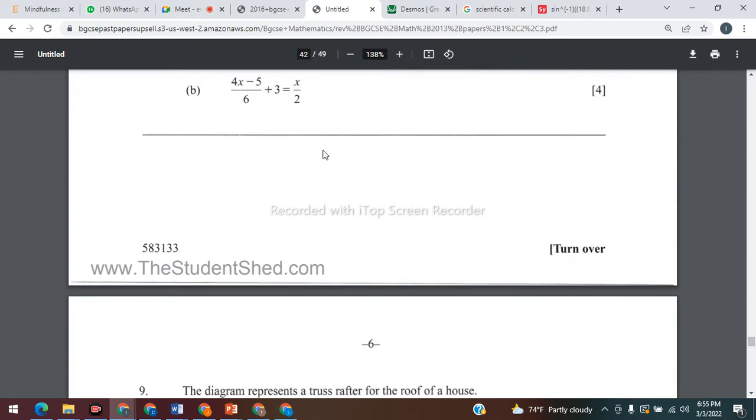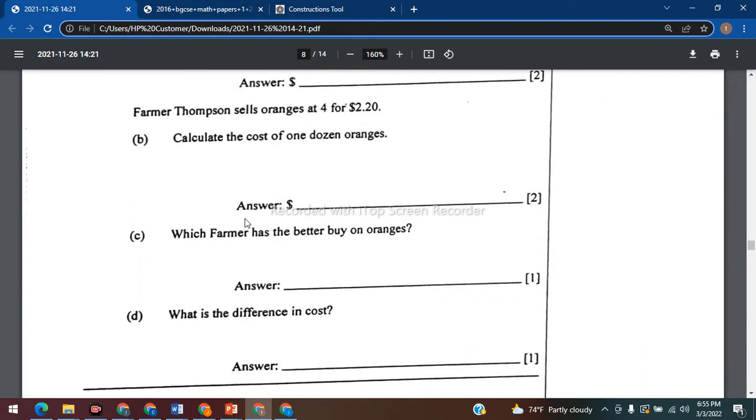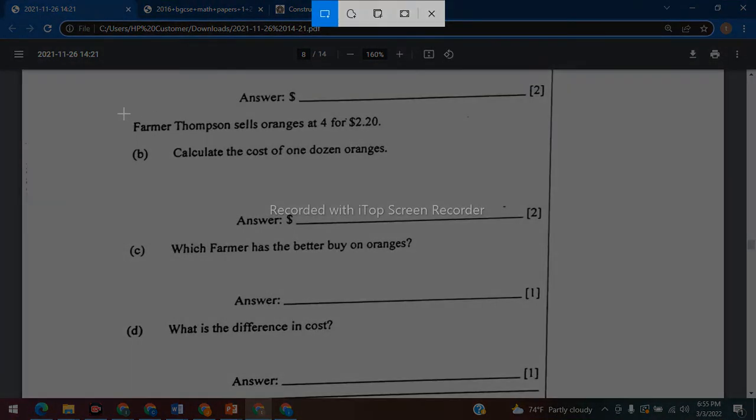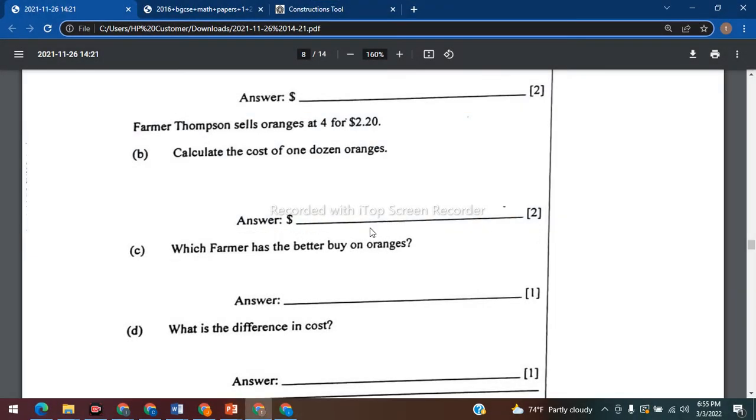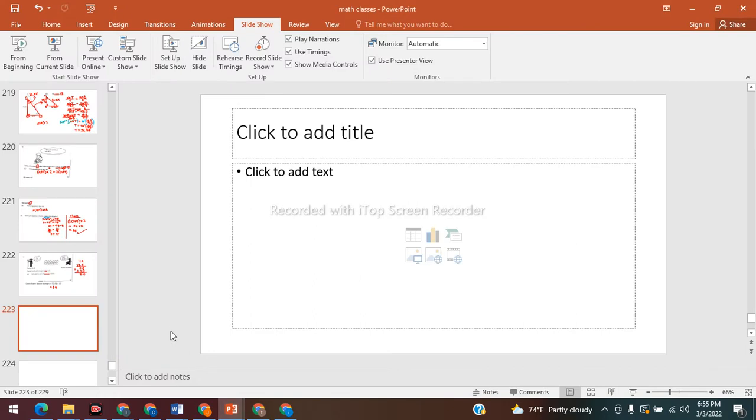Okay, moving right along. Farmer Thompson sells oranges at 4 for $2.20. Calculate the cost of 1 dozen oranges. I love how they do this question. Very good way how they set this up. They're better buy questions. Who has the better buy? What they basically did is show you how to determine who has the better buy. But when we reach that question, I'll explain it more.